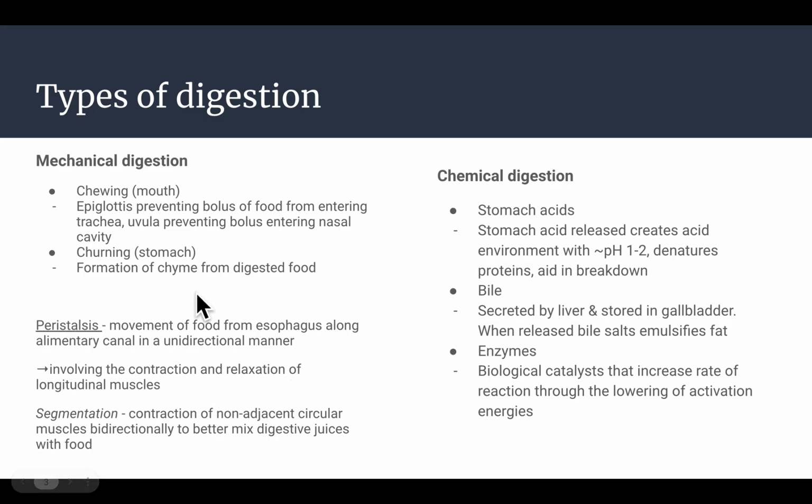We're also going to talk about peristalsis, which is basically the movement of food from the esophagus along the alimentary canal in a unidirectional manner. So it only goes in one direction, from the mouth to the rectum or the anus, and that involves the contraction and relaxation of longitudinal muscles. We also have segmentation, which involves circular muscles, and this is a bidirectional movement, involving the contraction of non-adjacent circular muscles. It also better mixes the digestive juices with the food.